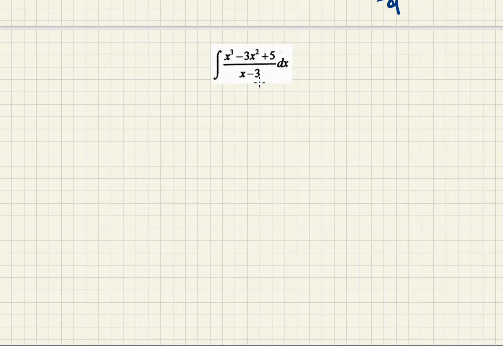Looking at this question, we can see the degree of the denominator is 1, the highest exponent is 1, and the highest exponent of the numerator is 3, right? So we can do long division. x minus 3 divided into x cubed minus 3x squared plus 5.